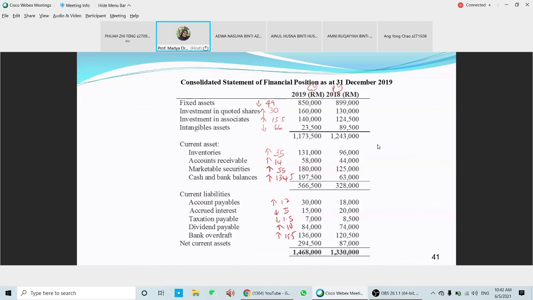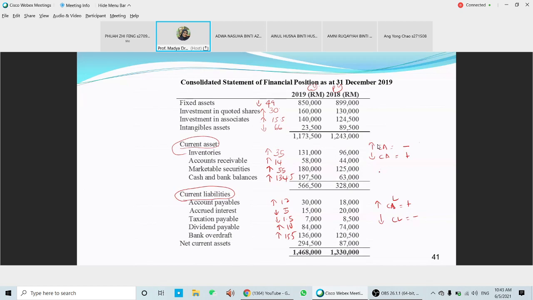So if you look at here, the thing that you need to focus on is current assets and current liability. We said that when there is an increase in a current asset, we need to minus. Decrease in a current asset, we're going to plus. Increase in a current liability, we're going to plus. Reduce in a current liability, we're going to minus. Okay, so we try to prove this one.